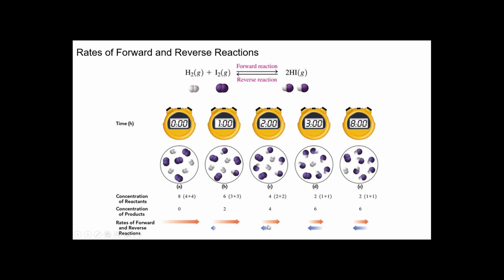And with the 2 hours, we can see that we have a medium length arrow for the forward, and we have a slightly bigger reverse arrow. So now more is starting to be pushed back from the product into reactants. And then at 3 hours, we have 2 moles of reactants and 6 moles of product. 2 molecules of reactants, 6 molecules of product. And we have arrows that look equal to each other.